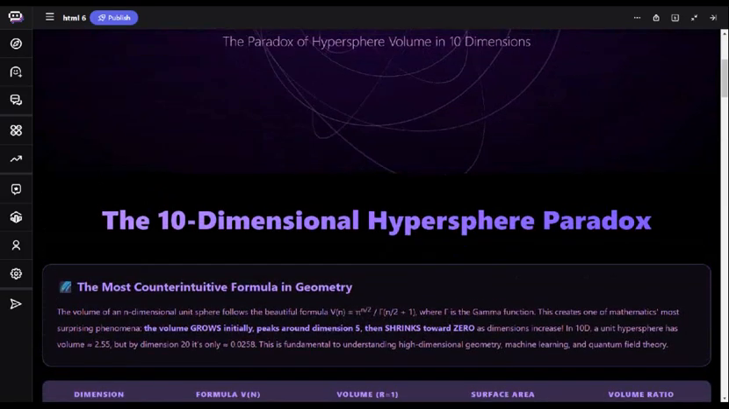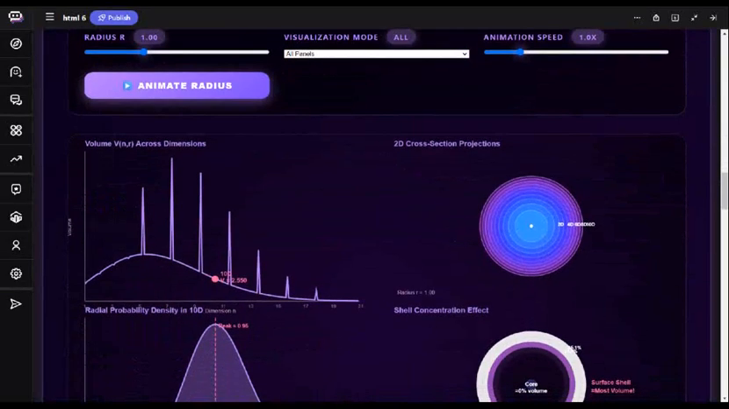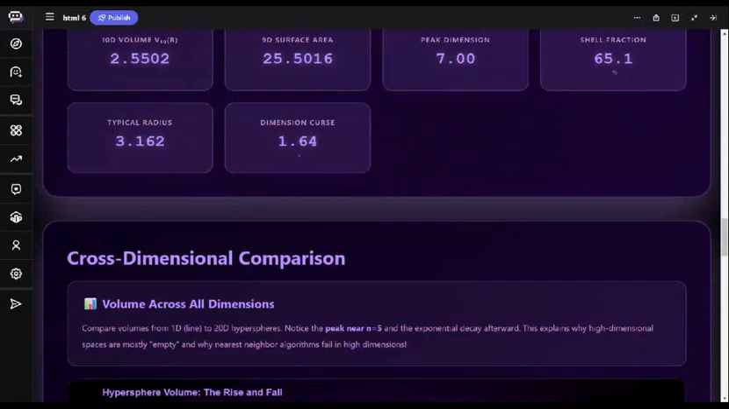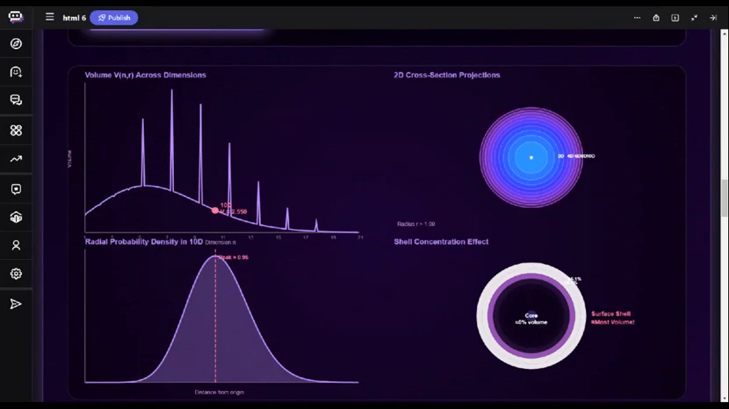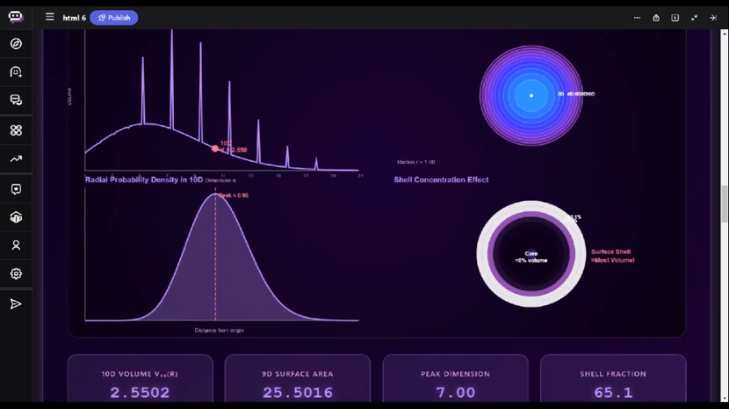And then I also wanted to show you a comparison. You can see that we have the volume across the dimensions, and you can see here a bell curve.